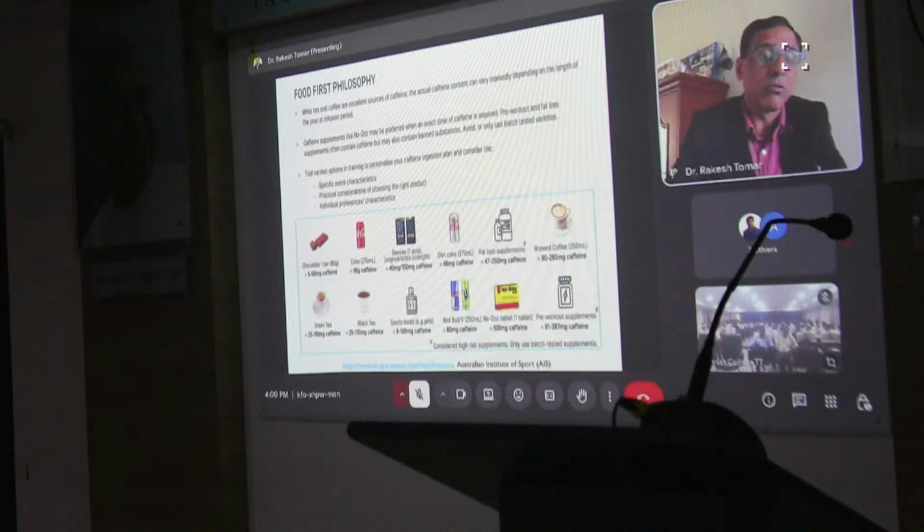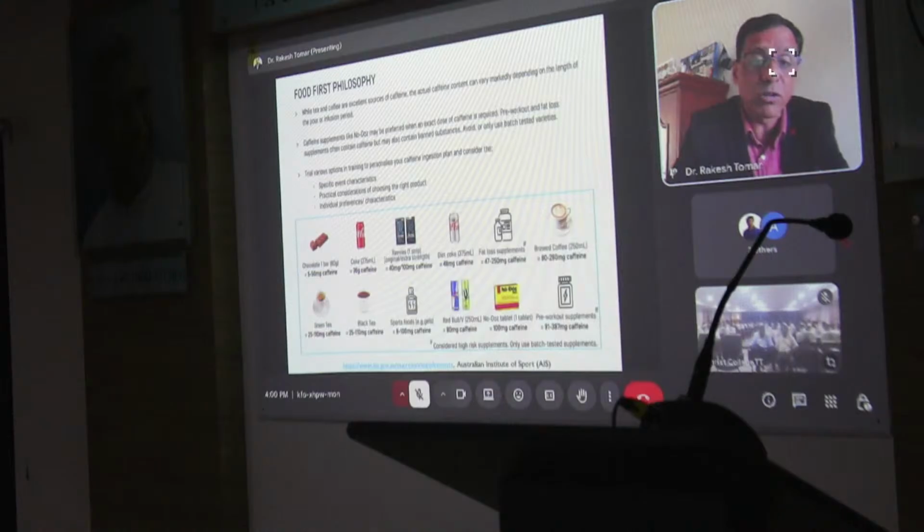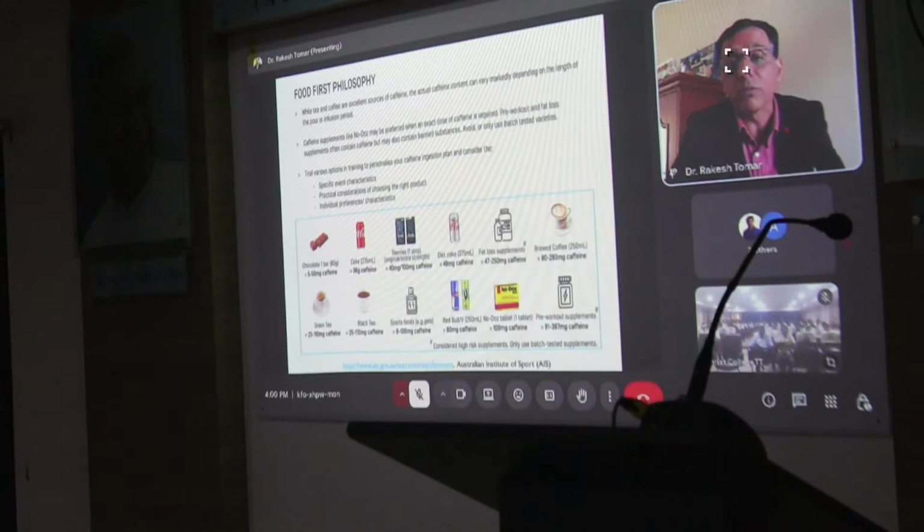Of course, there's always a food first philosophy. Whenever we recommend any supplement, either you can take it in the form of a pill, or you can get this caffeine from various foods which are available. You can get it from chocolate. You can see I put some content of what you get from these. You can get it from brewed coffee. Like 250 ml of brewed coffee can give you around 80 to 280 mg of caffeine. Now you may ask, why 80 to 280? It again depends upon what type of coffee you are using, so it all differs.